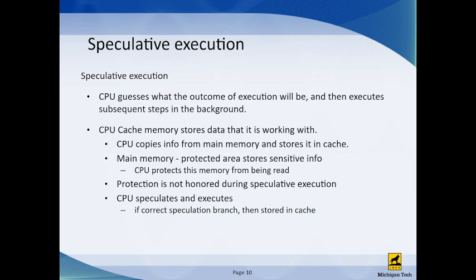Speculative execution enables the CPU to guess the outcomes of future tasks and then execute them in advance. If the speculation is correct, it speeds up the process. If incorrect, the results are discarded. However, during speculative execution, memory protection may not be totally honored.